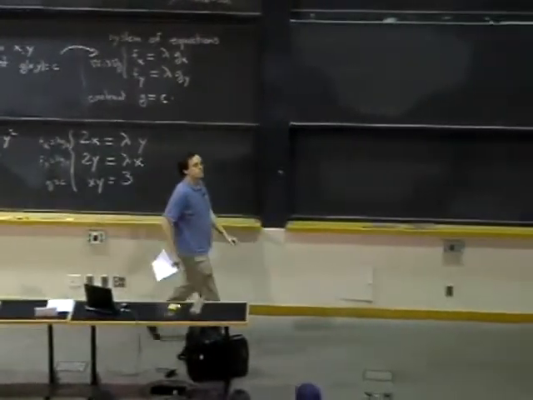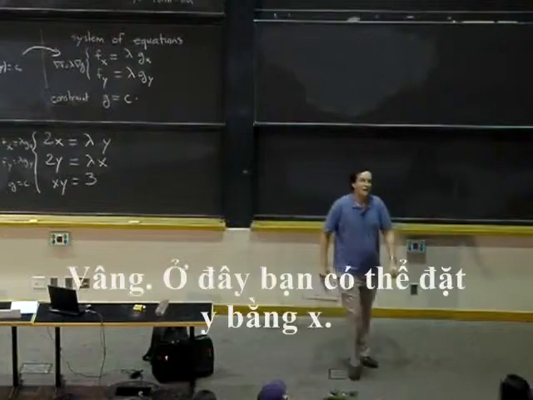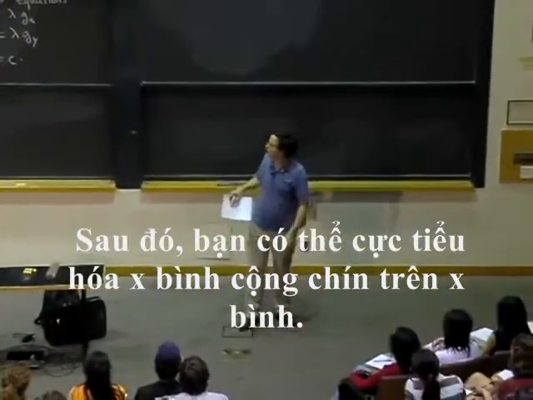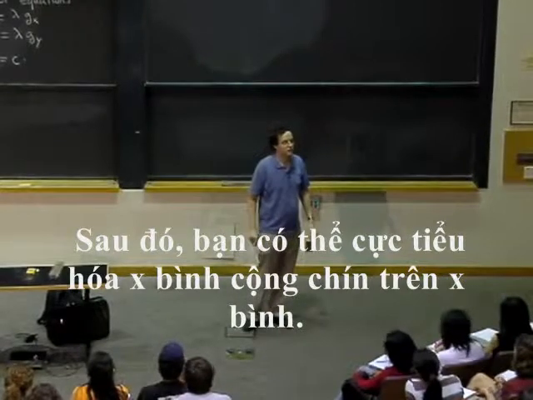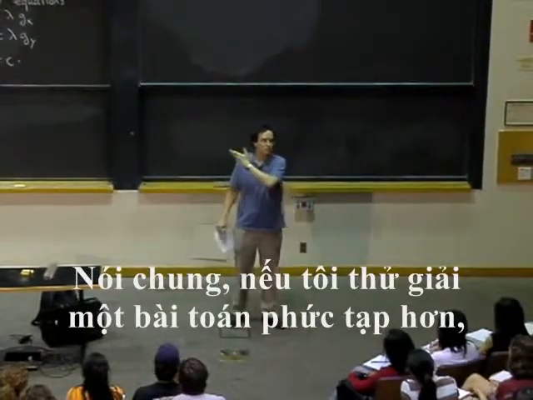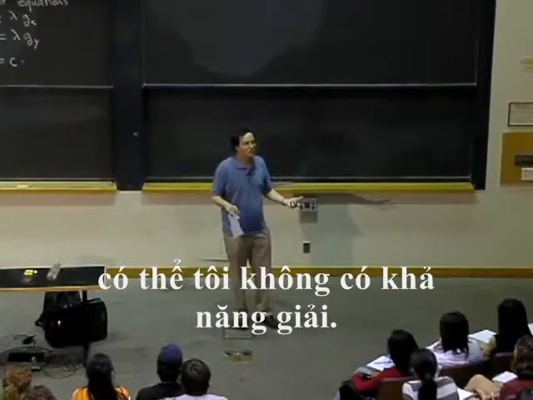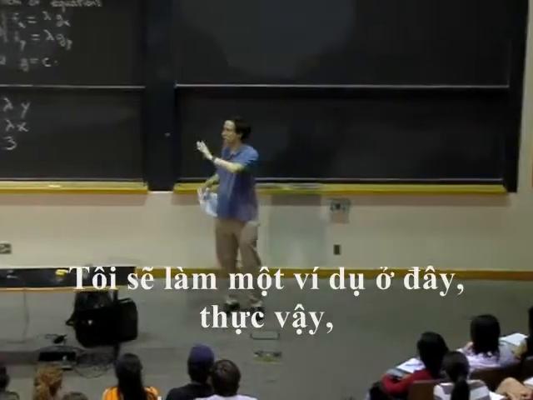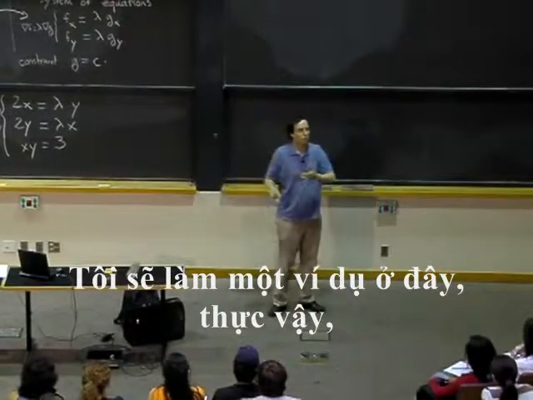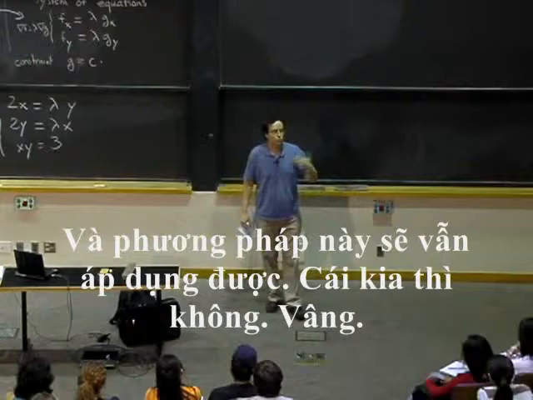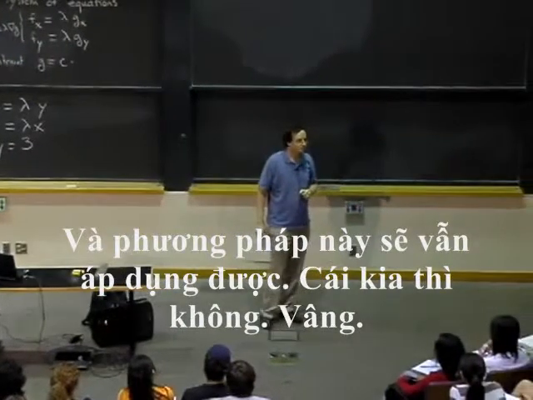Yes? Why can't you just set y equals 3 over x? Yes, here you can set y equals 3 over x, and then you can minimize x squared plus 9 over x squared. In general, if I'm trying to solve a more complicated problem, I might not be able to solve. So I'm doing an example where, indeed, here you could solve and remove one variable, but you can't always do that. And this method will still work. The other one won't. Okay?